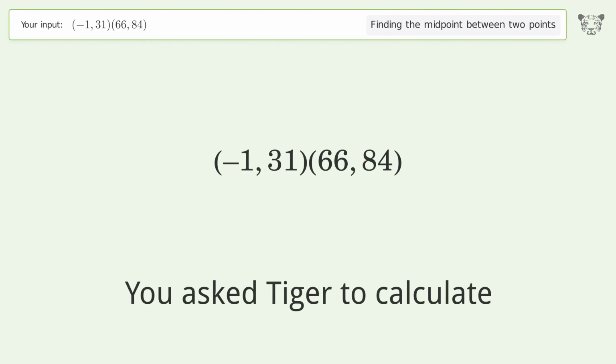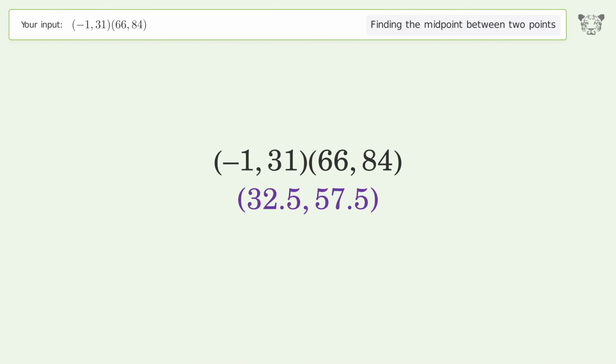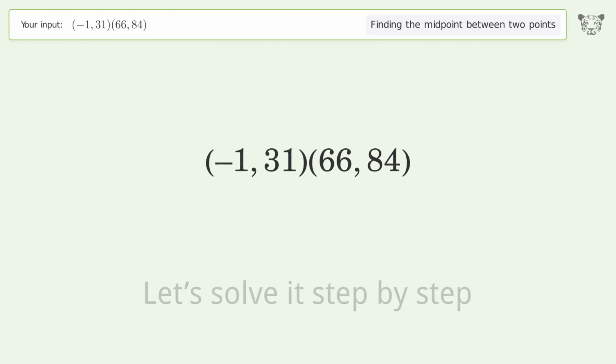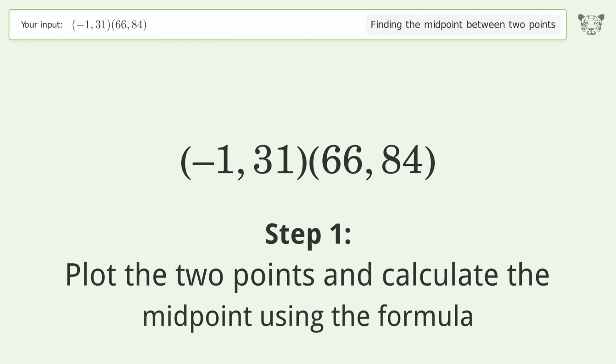You ask Tiger to calculate. This deals with finding the midpoint between 2 points. The midpoint between the 2 points is 32.5, 57.5. Let's solve it step by step. Plot the 2 points and calculate the midpoint using the formula.